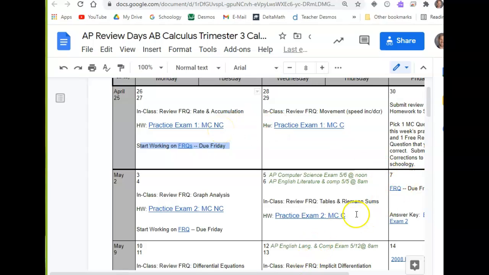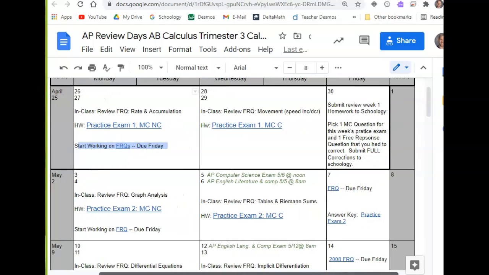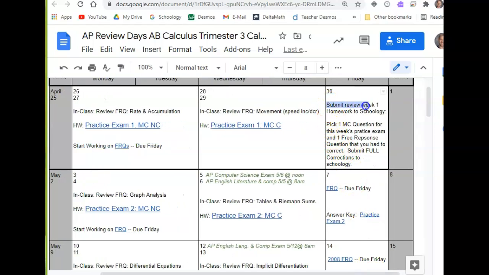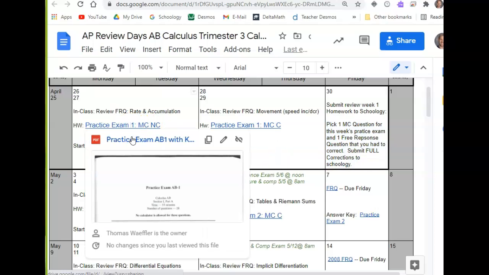All right. Now, what does Friday look like? You can see Friday here. I just have submit review week 1 homework to Schoology, and then this is the homework, what I told you. Pick 1 of the multiple choice, 1 of the free responses, correct. So let's take a look at when you use this link.